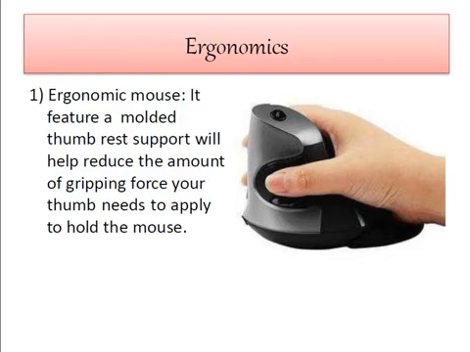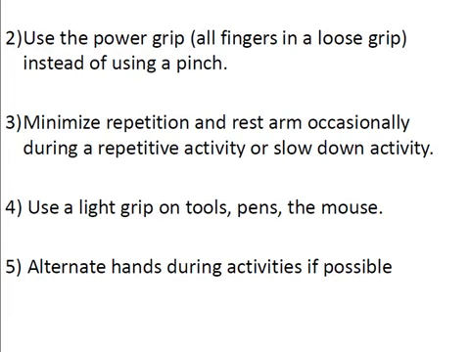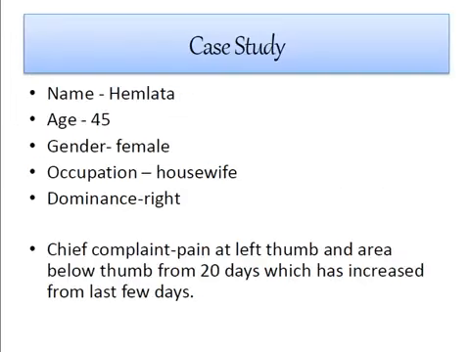You could also use the kinesio taping technique. This can also help you to decrease pain and improve function. Patient could also be prescribed therapeutic ultrasound for early healing. Patient can use power grip instead of pinch. Patient can minimize repetition and rest the arm occasionally. Use a light grip tool, pens, the mouse, and alternate hands during activities if possible.